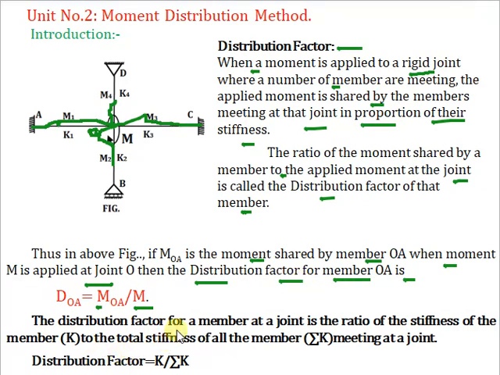The distribution factor for a member at a joint is the ratio of the stiffness of the member K to the total stiffness of all members meeting at the joint. So distribution factor in terms of stiffness is equal to K, the stiffness of that member, divided by the summation of K, the total stiffness.